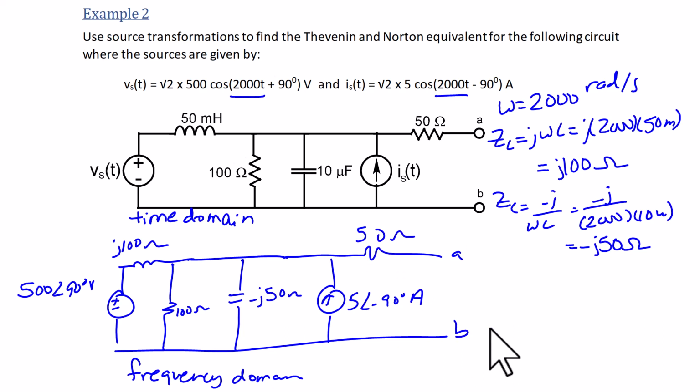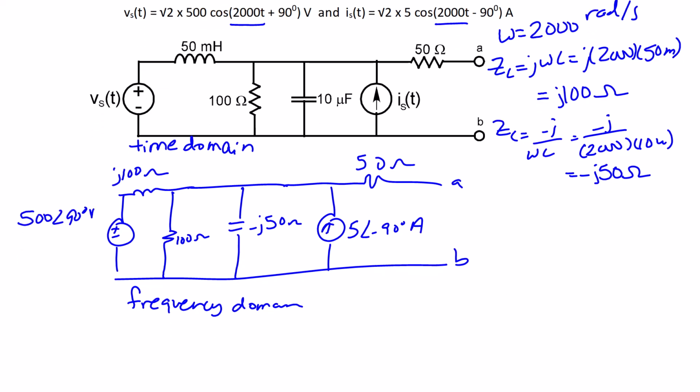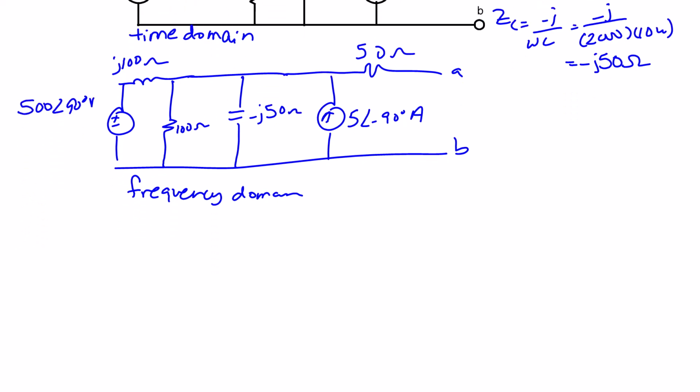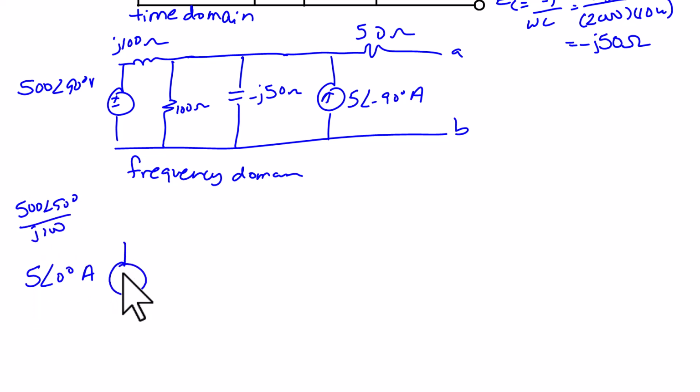Next, we are going to use source transformations to simplify the circuit. The first thing we're going to do is simplify 500 angle 90 in series with j100. We're going to have a current source in parallel with j100 ohms, where the value of the current source is 500 angle 90 divided by j100.